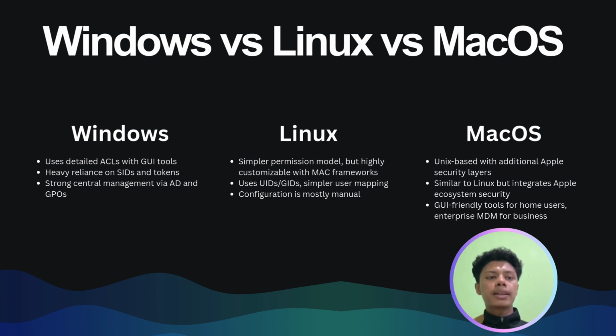It also uses user identifiers or group identifiers, with simpler user mapping. Lastly, configuration of the Linux operating system is mostly manual. For macOS, it is Unix-based with additional Apple security layers. It is also similar to Linux but integrates Apple ecosystem security.